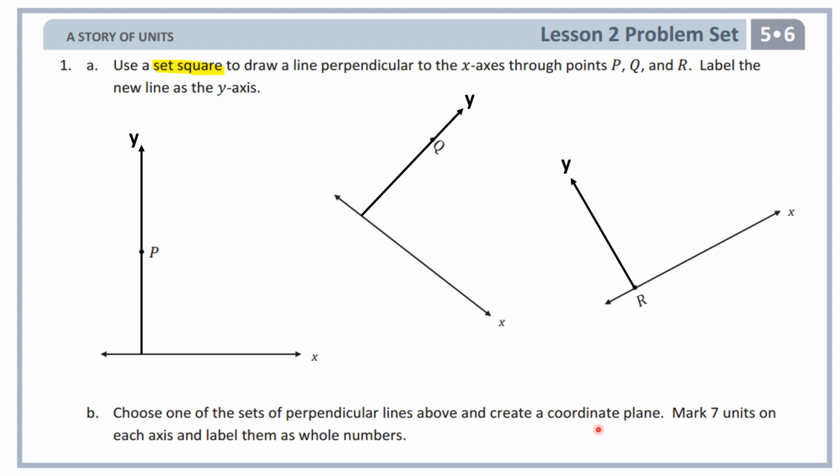And then it says, create a coordinate plane. If you remember from yesterday's lesson, a coordinate plane has the x-axis and y-axis, and then it has units on both of those axes so that we can plot points. I'm going to plot points on the x-axis. These are the 7 points that it tells me to mark. Mark 7 units on each axis. I've only labeled them on the x-axis, but what I would like you to do would be to mark these same units up on the y-axis going vertically, and you would number them 1, 2, 3, 4, 5, 6, 7.